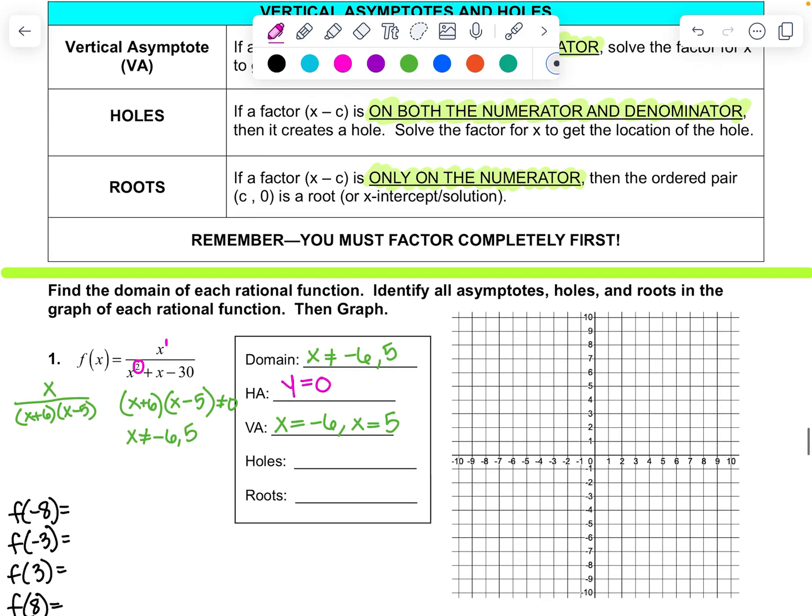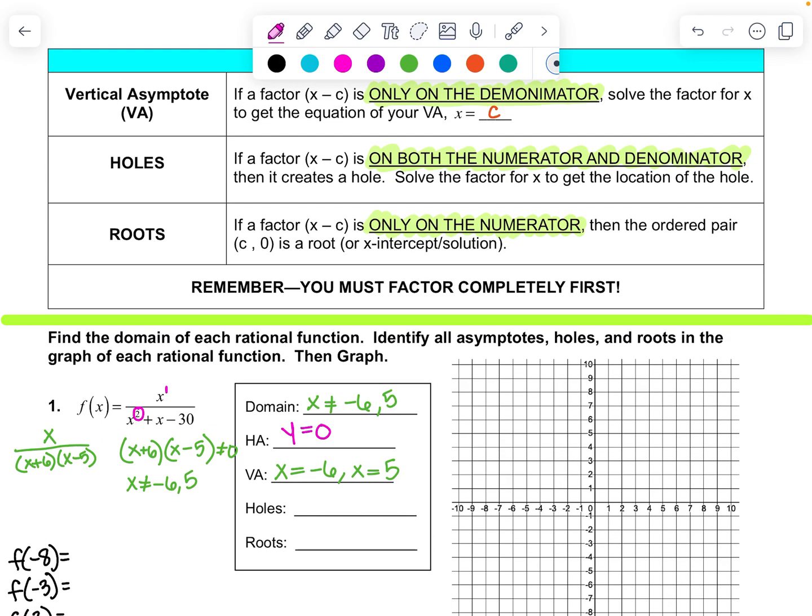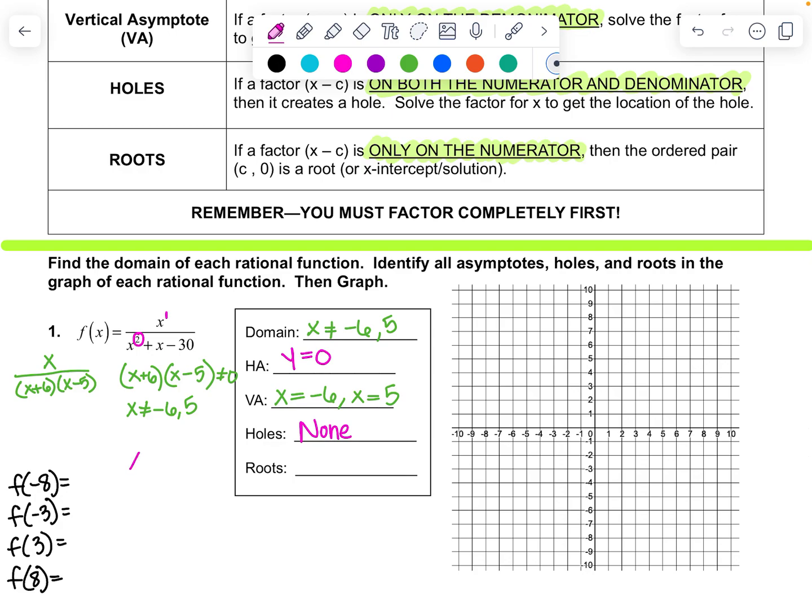For the holes and roots, we have our rules right up here. I do not have any factors that are both in the numerator and denominator, because I have my factor x, and my factors x plus 6 and x minus 5. So no repeats there, which means we don't have any holes in the graph. If we look at the roots, this is where we're looking at just the numerator. I do have a factor that is only in the numerator, that is my factor x. So we set that equal to 0. It is already solved. It is creating the ordered pair 0, 0. So I know that the root is 0, 0.